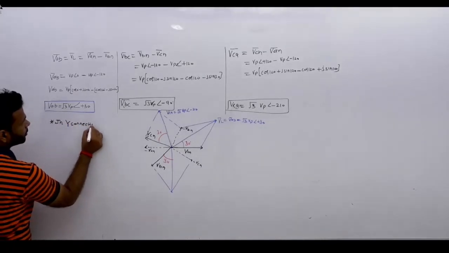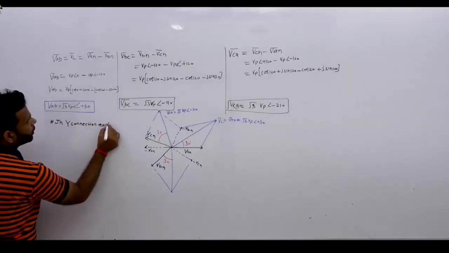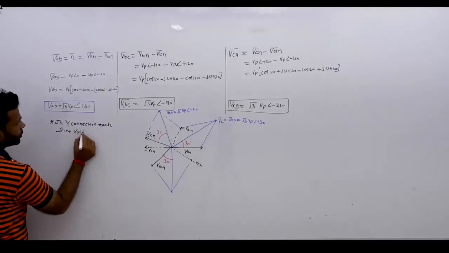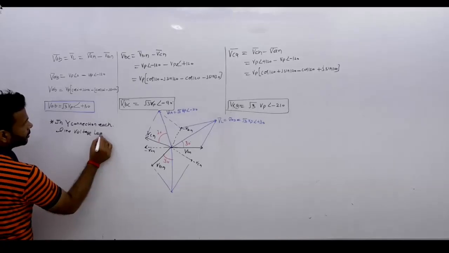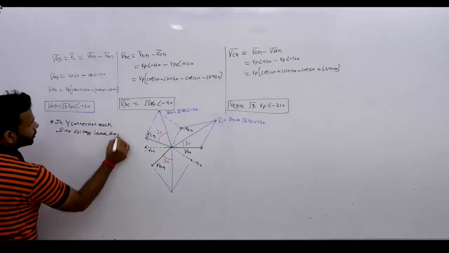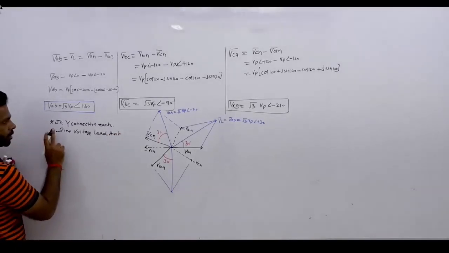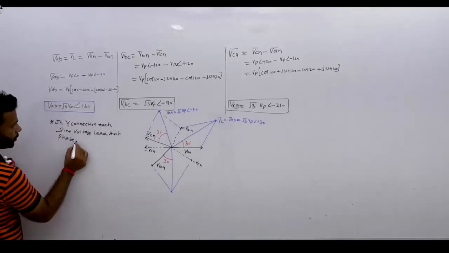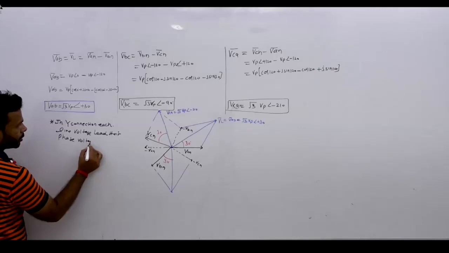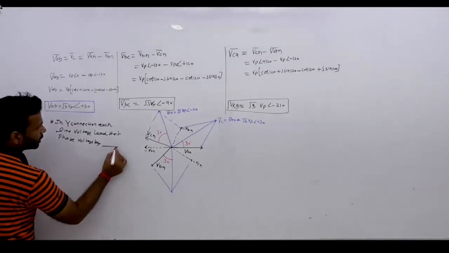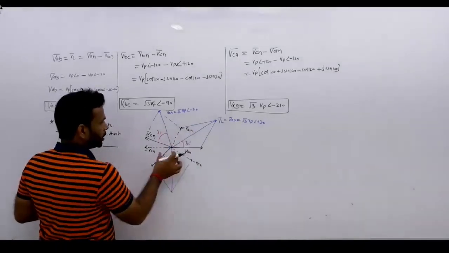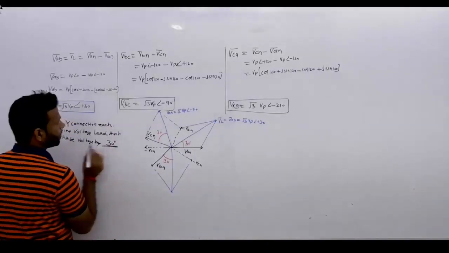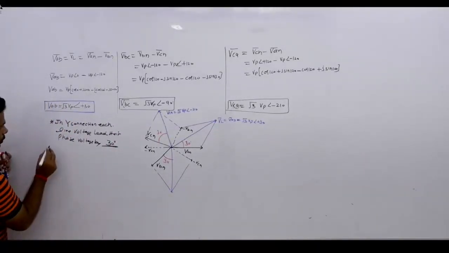In star connection, each line voltage leads their phase voltage. By how much degree? Check your answer. 30, 30, 30. So the answer is 30 degree. This question is asked.